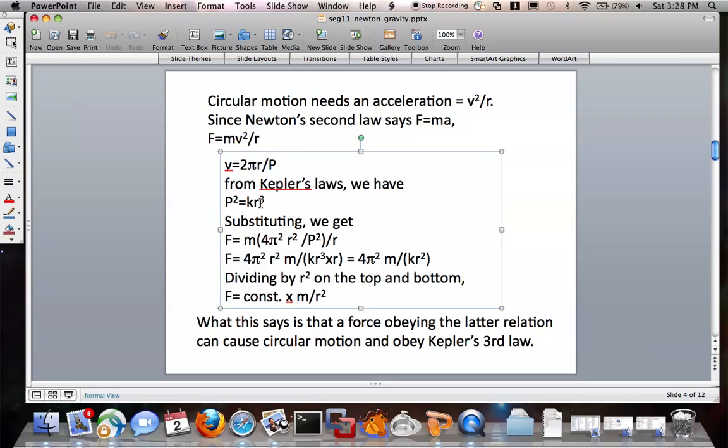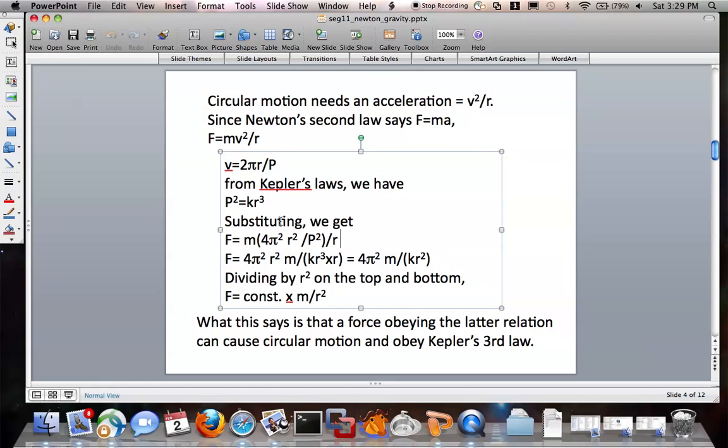Kepler's third law, remember, states that the square of the period is proportional to the cube of the semi-major axis. In the case of a circle, the semi-major axis is the radius of the circle, r. So we have p squared equals r cubed. Now we can substitute into the original equation up here, F equals mv squared over r, the value of v as 2 pi r over p, which we do here, and so we have F equals m times 4 pi squared r squared over p squared, still divided by the r that we had up here.